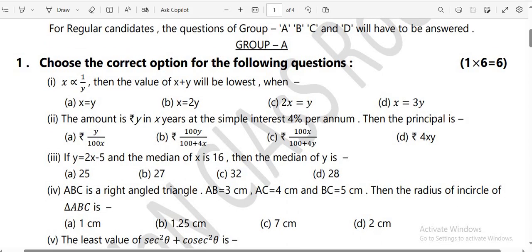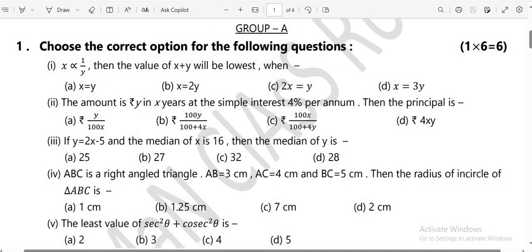1. If x varies inversely as y, then the value of x plus y will be lowest when option A x is equal to y, option B x is equal to 2y, option C 2x is equal to y, option D x is equal to 3y.